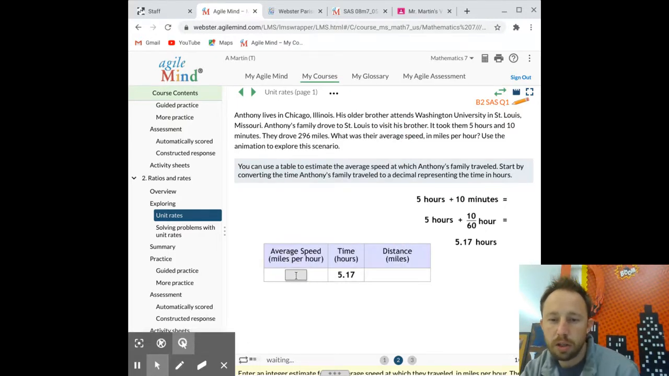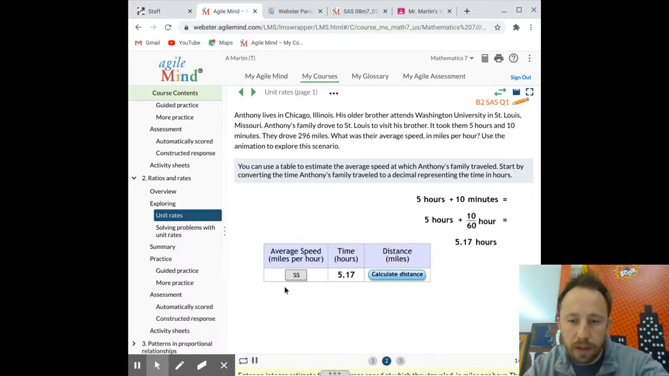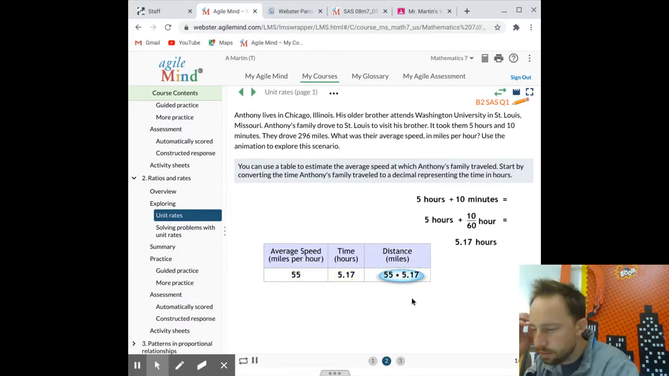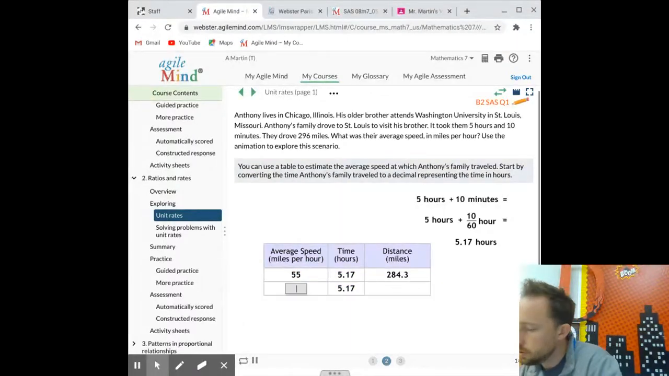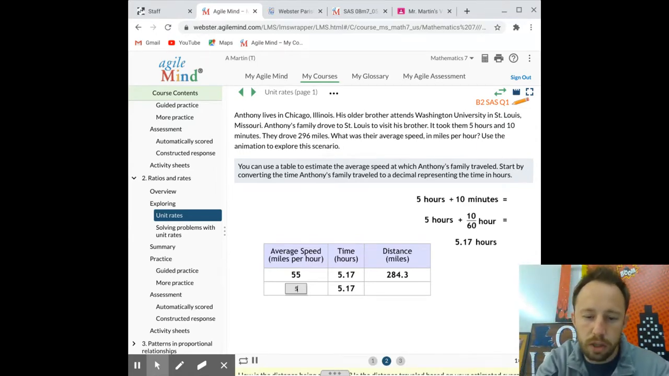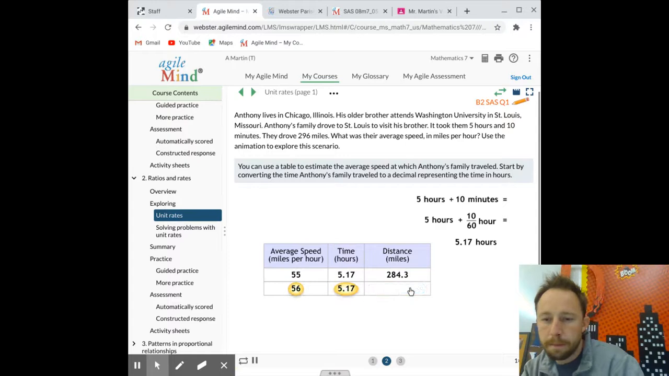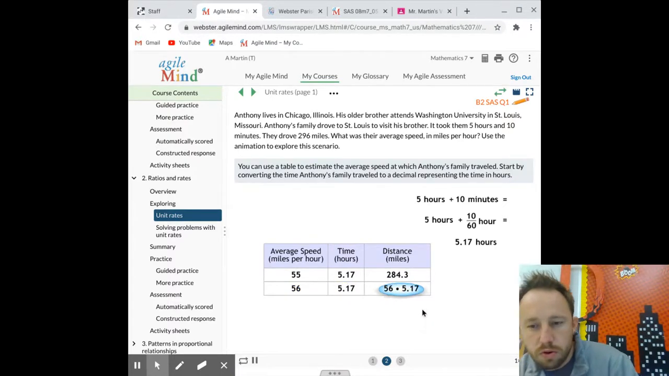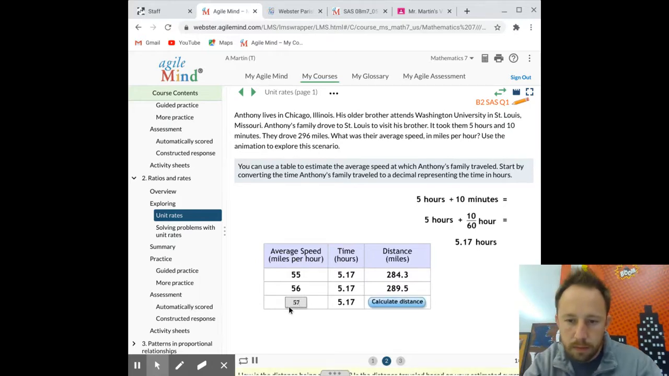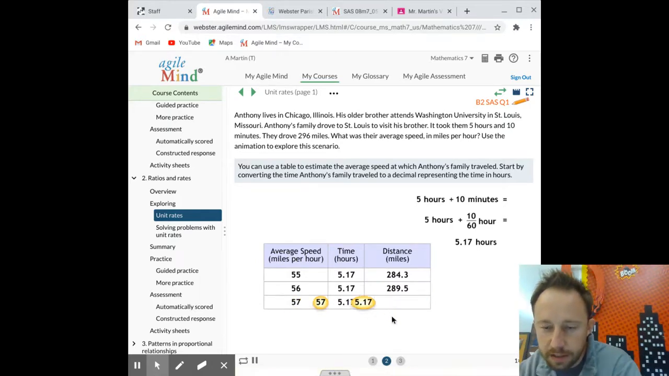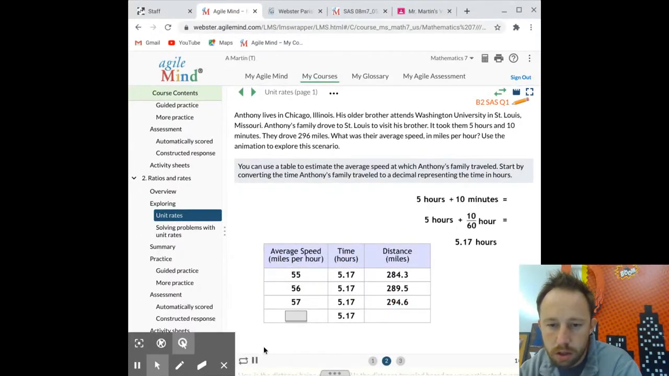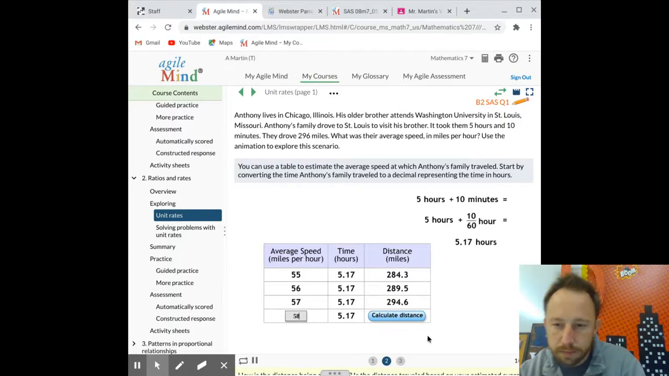So remember, we said it was somewhere between 55 and 60. So at 55, we'll see how far they could have gone. They went 284. So if we go 56, they do 289. 57 has them at 294. Let's see what 58 does.